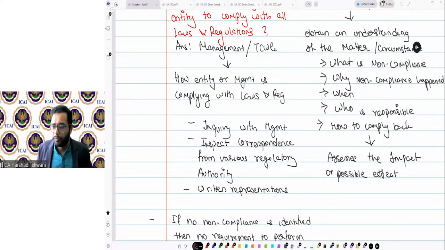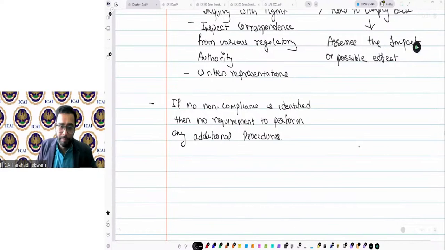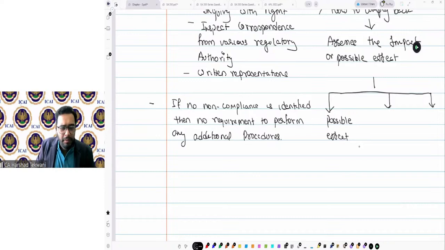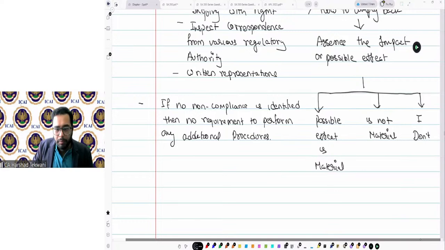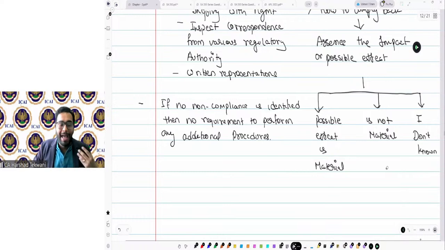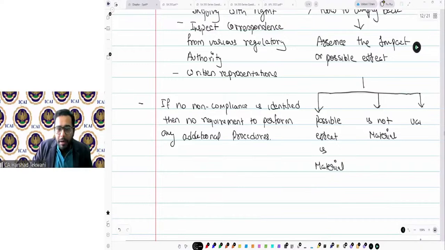Now from here, what I can say is that you assess the possible impact. There will be three scenarios that could arise. One, the possible effect is material. Two, it is not material. And the third one, I can say I don't know. I will not document "I don't know", but when I say I can't understand or I am not able to figure it out, that means you are unable to assess the impact.